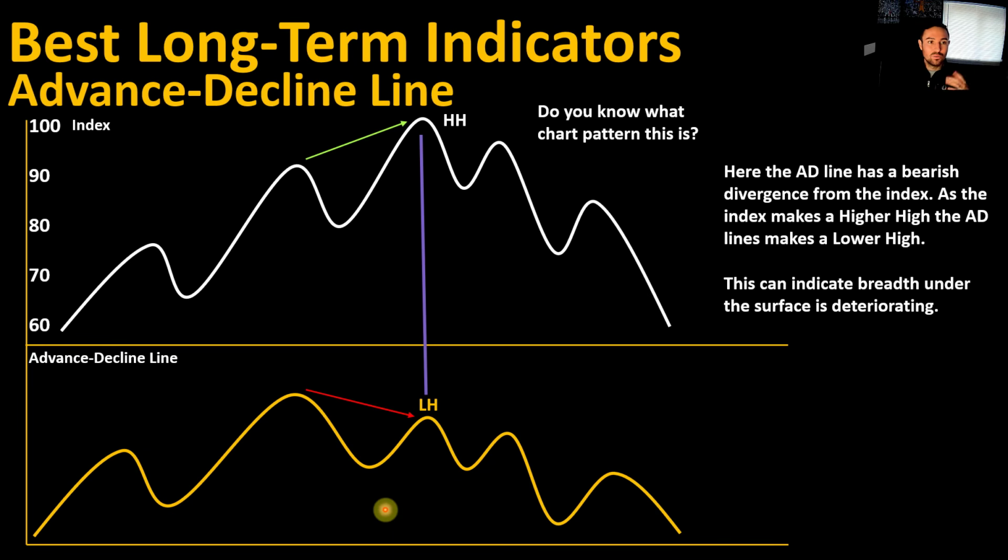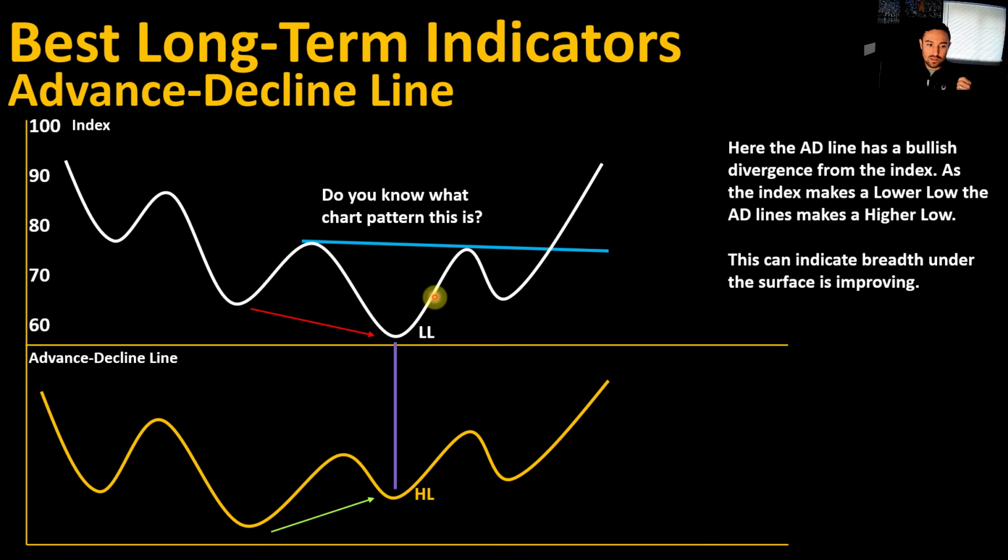Now conversely, what chart pattern do you see? We're getting somewhere. Left shoulder, head, right shoulder. But what happens here? Well, the index makes a higher high. So this being the left shoulder, this being the head, makes a higher high. What does our advanced decline line do? It makes a lower high. Interesting, right? So this is actually telling us the market is making a higher high, but breadth underneath the surface is deteriorating. The individual components, i.e. the advanced decline line, is not confirming the move of the index. So this is a negative, bearish divergence. It can indicate the breadth under the surface is deteriorating.